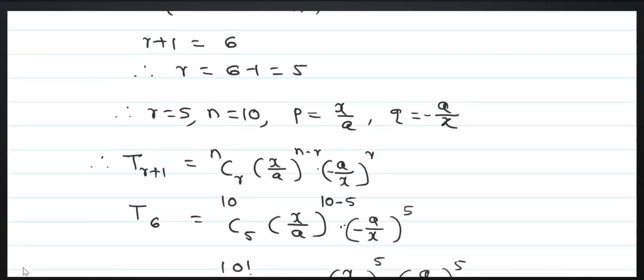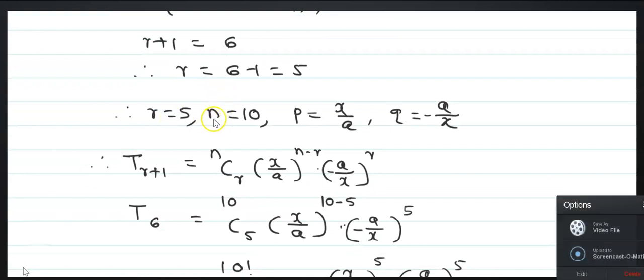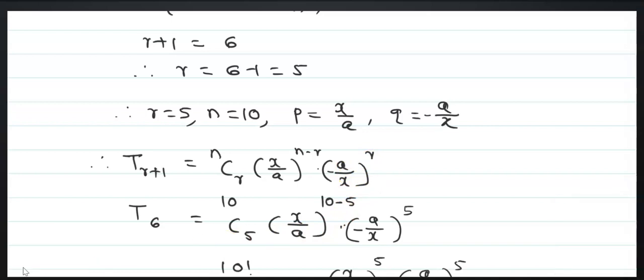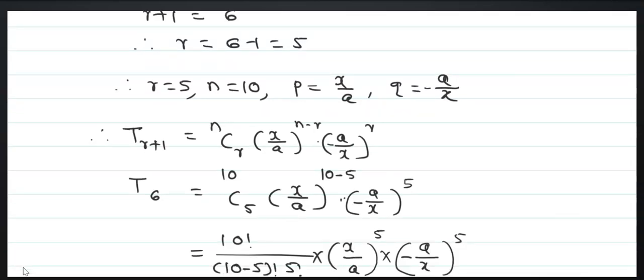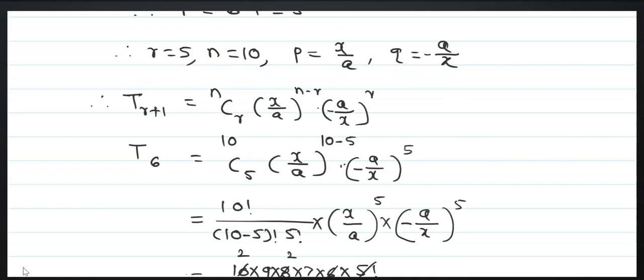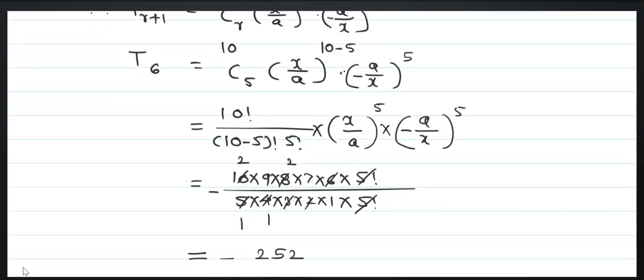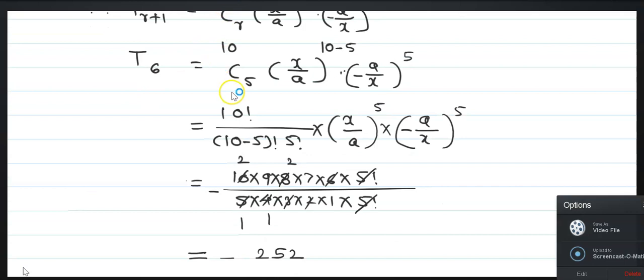Therefore, substitute the values. R is equal to 5, N is equal to 10, P is equal to x upon a, Q is equal to minus a upon x. T(R plus 1) is equal to NCR, x upon a bracket raised to N minus R, minus a upon x bracket raised to R. Now see the steps. That is 10C5, x upon a, bracket raised to 10 minus 5 which is 5, minus a upon x, bracket raised to 5.